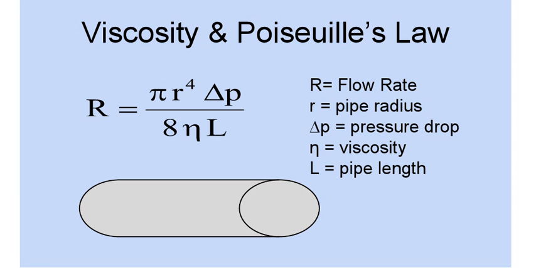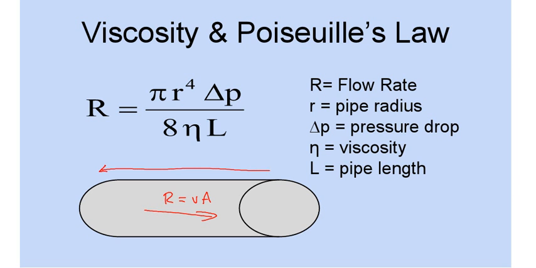Here's another freebie here. This is called viscosity and Poiseuille's law. This is an interesting formula if we want to think about the flow rate, how much water is flowing through this pipe. R for flow rate. We also said that was velocity times area, right? So that would be another way to go here. But that flow rate R is going to be equal to pi r to the 4th times delta P over 8 eta L. Now, again, this is a freebie.